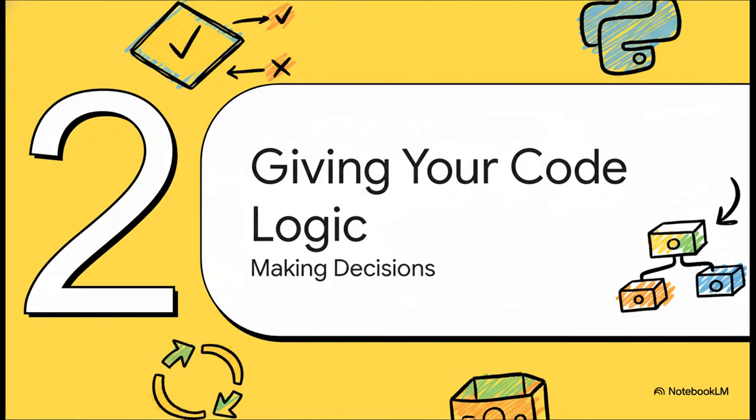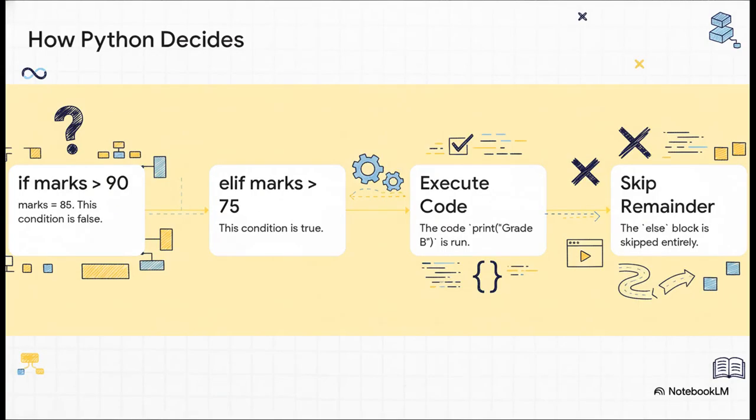So now that we have our data and our operators, we can start putting them together to give our programs some brains. This is where the real magic happens. We can teach the computer how to make decisions and react differently based on the situation. Let's just walk through this example right here. The score is 85. First, the code checks: is 85 greater than 90? Nope. Okay, so it moves on to the next check. Is 85 greater than 75? Yes, it is. So it runs the code to print grade B. And then, and this is super important, it completely skips the rest of the block. It found its answer, it did its job, and it's done.